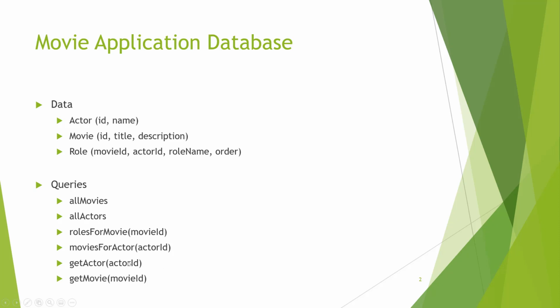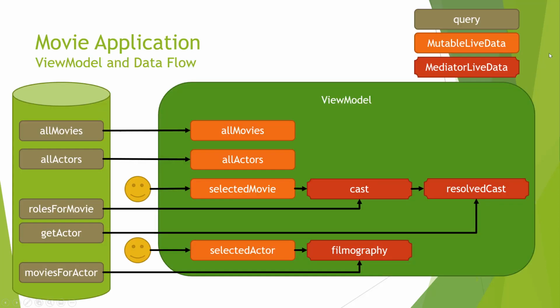If I have an actor ID, I want to be able to get all the actor information. In other words, the actor object, including his name. And then similar for a movie. If I have a movie ID, let me go ahead and get the movie. So nice, simple database structure.